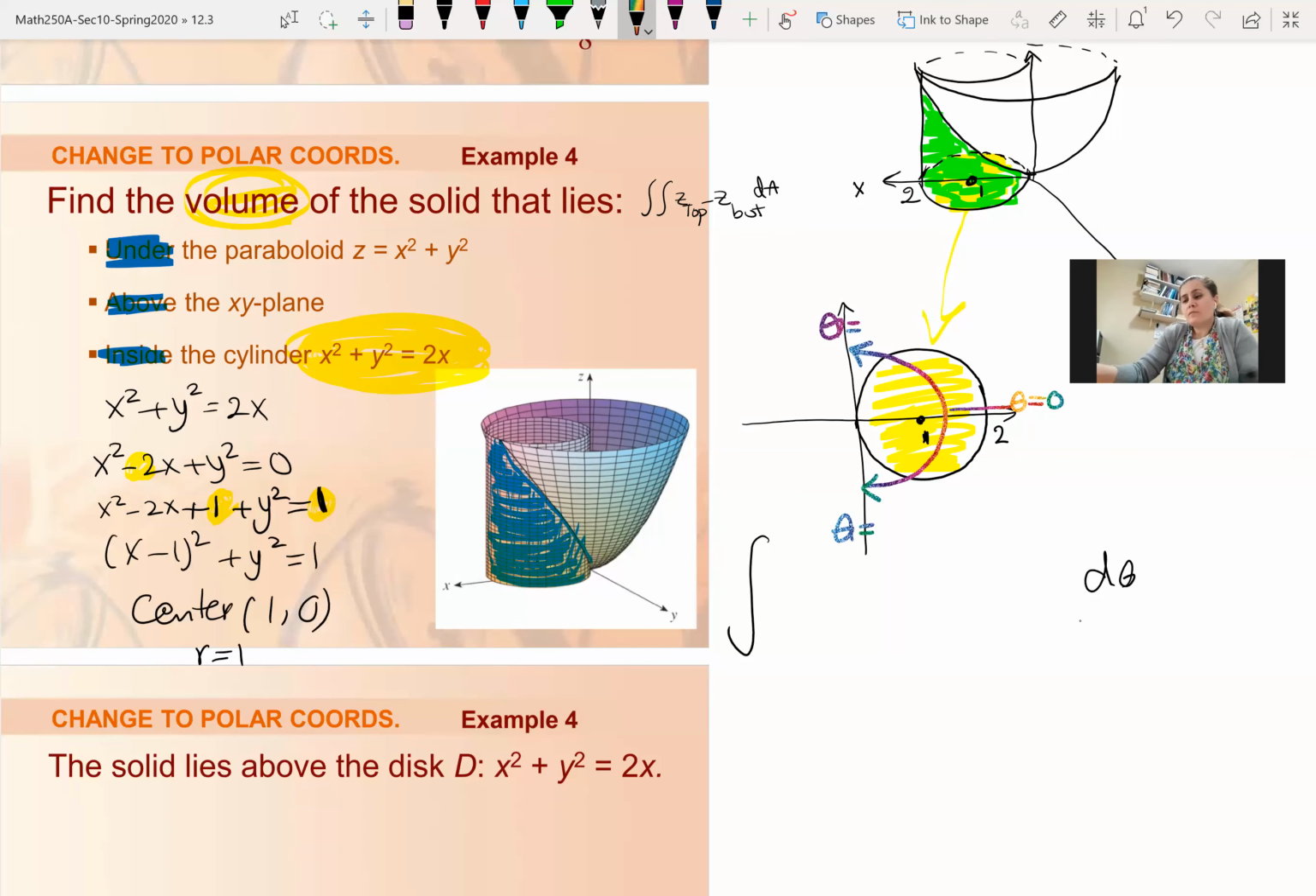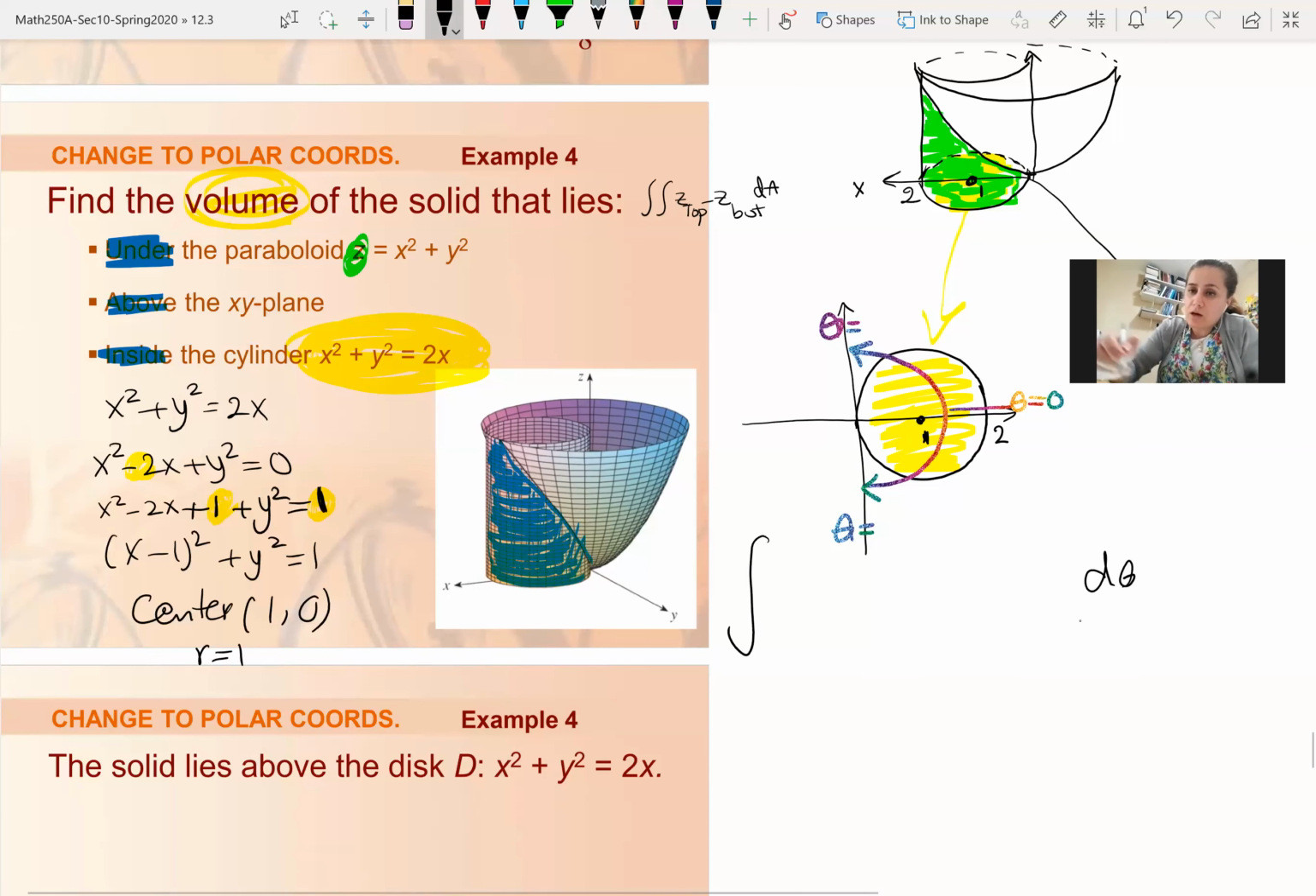To find your limits of integration, couldn't you set those two equations equal to each other, or not in this case? Not in this case, because this one has the z, and this one doesn't have the z. There is no way to set them equal. It doesn't help you.